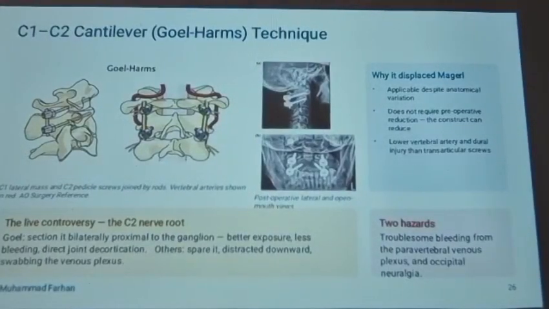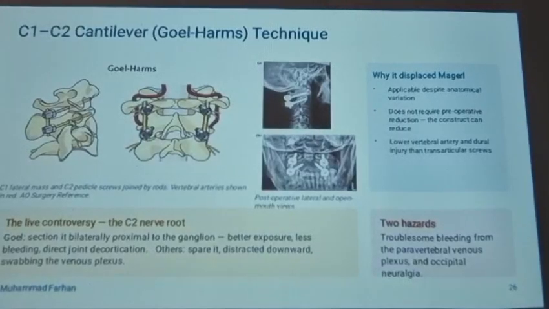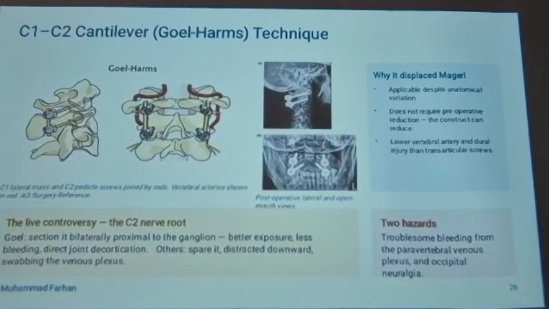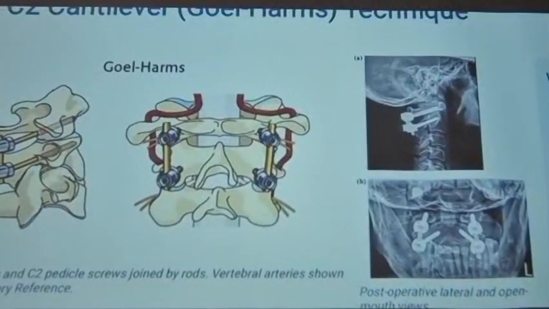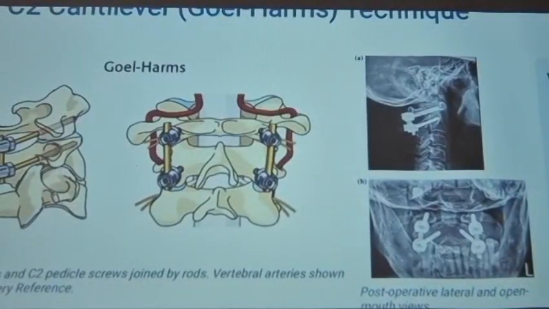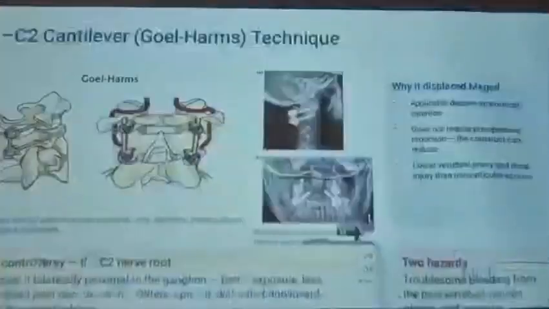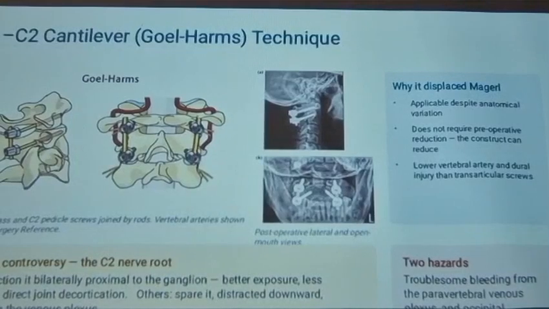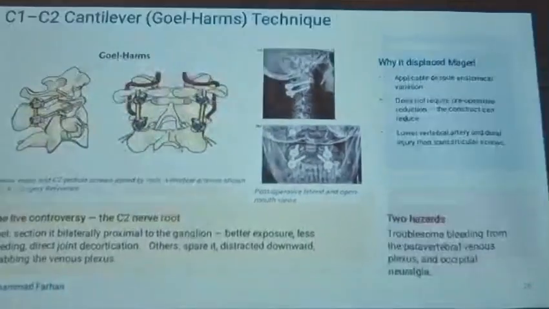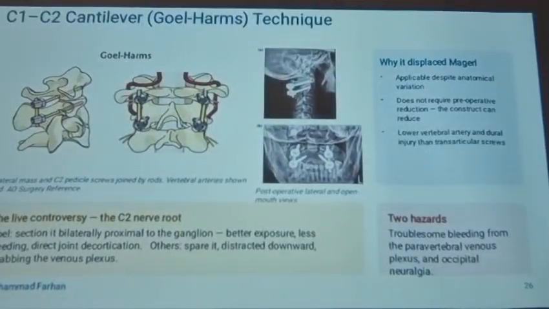Then the most commonly used technique nowadays is the Goel-Harms technique, that is the C1 C2 fixation through screws and rods. This is also called the C1 C2 cantilever technique. We can see that the C1 screws are placed in the lateral masses, and the C2 screws can be placed over the pedicles of the C2. Usually 3.5 mm screws are used in both the Magerl technique and the C1 C2 technique, and after placing the screws they are fixed with two rods. So C1 C2 fusion is achieved in this.